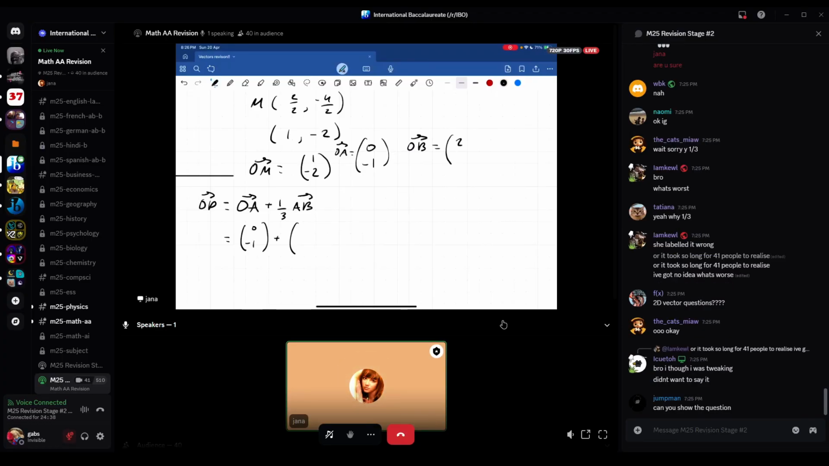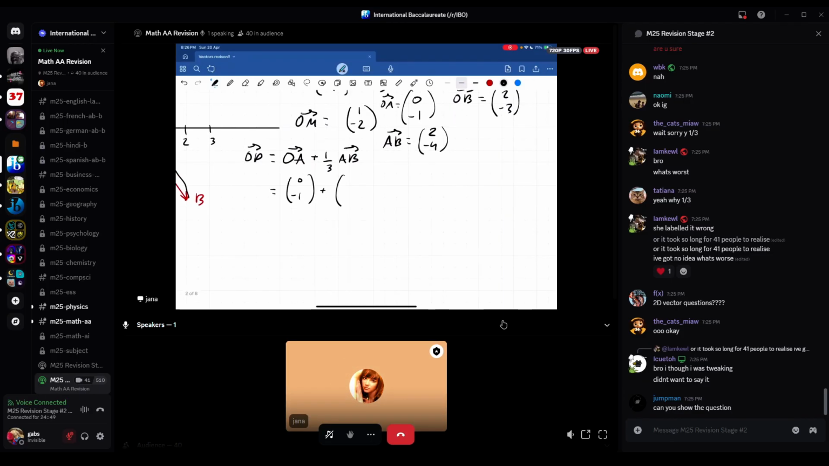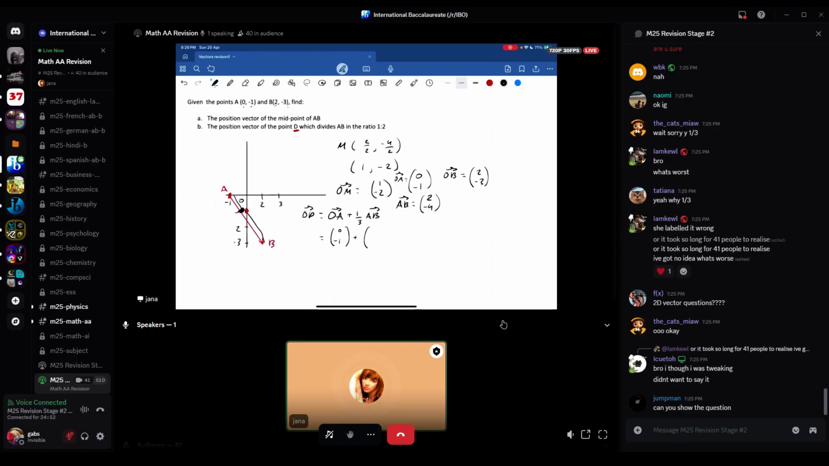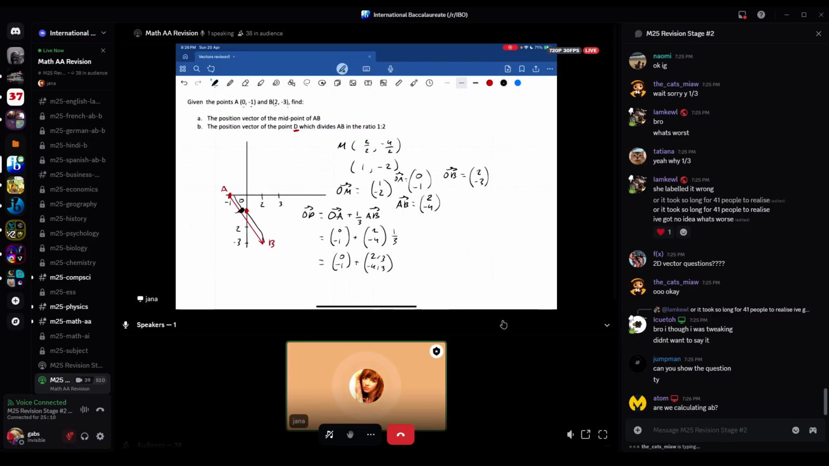And if we have OB, which is 2, -3, then AB is just that one subtracted by that one, so that's 2 and -4. That's the question. So we have 0 minus 1 plus 2 over 3, -4 over 3. And you can work that out, but I want to move on, so I'm not going to work it out. But that will give you the right answer.